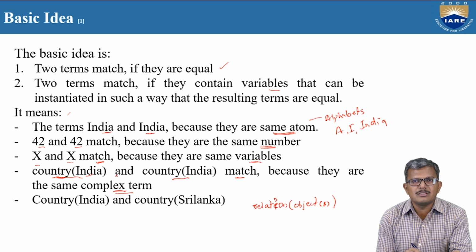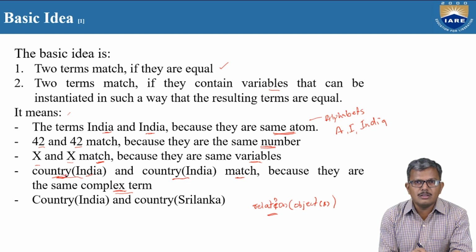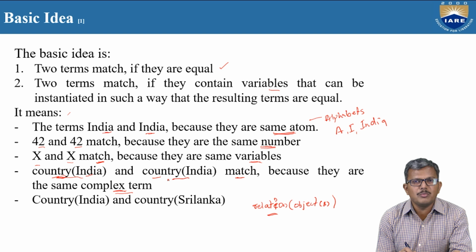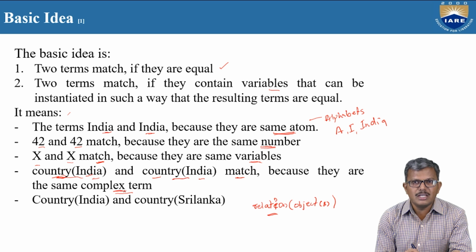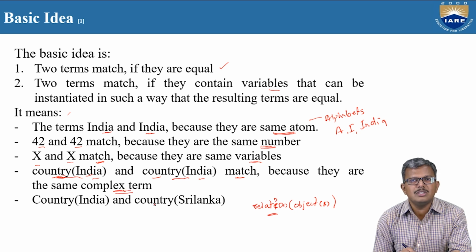These are two complex terms, which are represented in this particular form, and they are identical to each other. Why? Because both the relations are matching, as well as the values present inside the relation, the object present inside the relation, are also matching. So in this case, we can clearly say that some kind of unification process is going to occur while doing this matching.